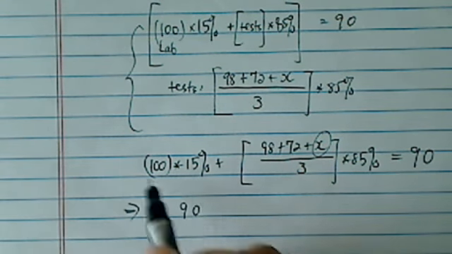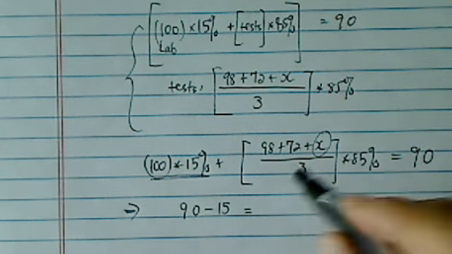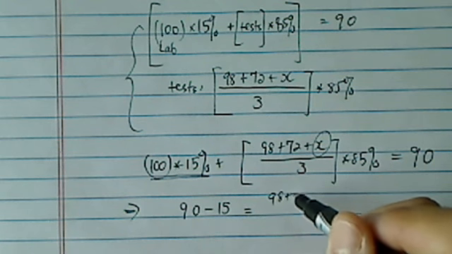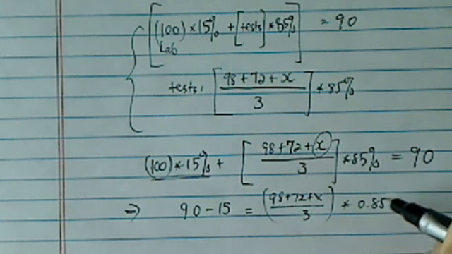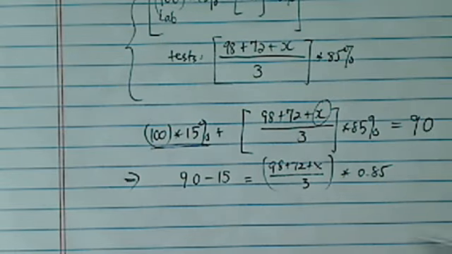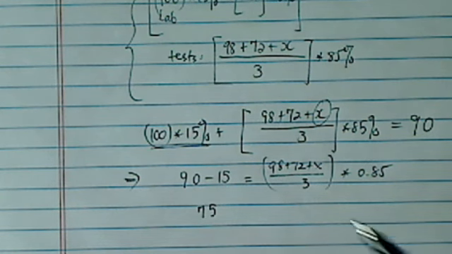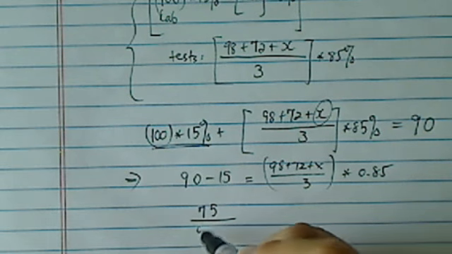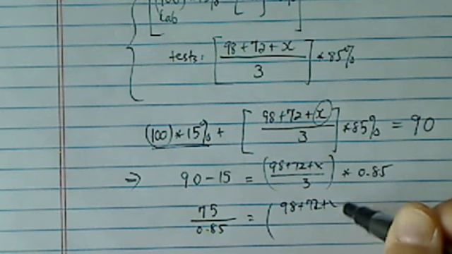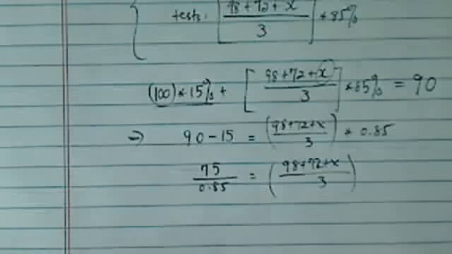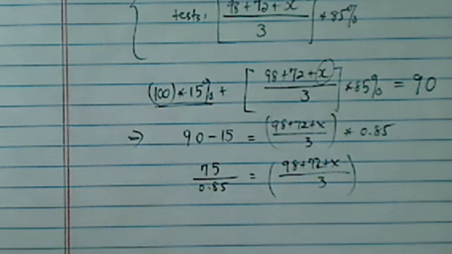From there we have 90, let's minus this thing, minus 15, and then we're going to have this equal to 98 plus 72 plus x divided by 3, the whole thing times 0.85, converted into decimals. Okay, and then this one, let's see, you have 75 over here. Let's make sure I didn't subtract anything wrong. You're going to divide by 0.85. Then on this side you have 98 plus 72. I'm writing a little more than I used to write. The reason is, well, I want to make sure you can calculate your own scores next time.